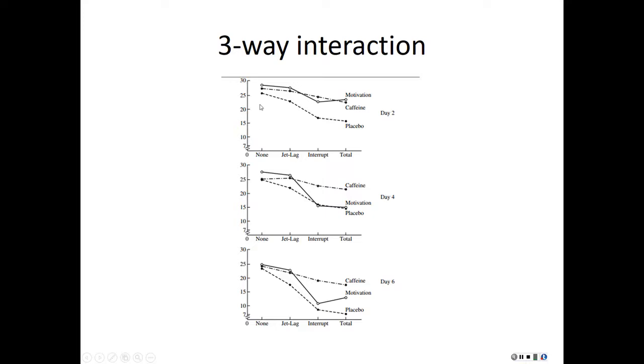I guess these must be outcomes. By day 4, they're not really motivated anymore, but caffeine's working. So caffeine seems to be working. Day 6, it's also working. Motivation kind of plummets out as well. So we see that the motivation works for the interrupted and total condition at day 2, but not days 4 and day 6, where caffeine seems to work across all the conditions, across all the days.